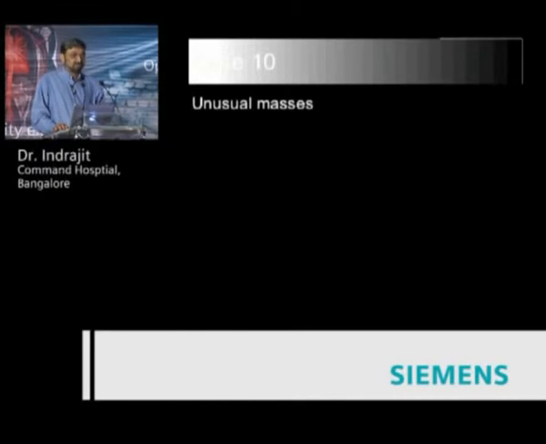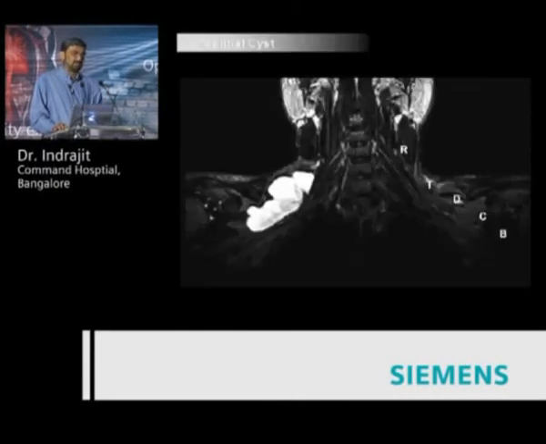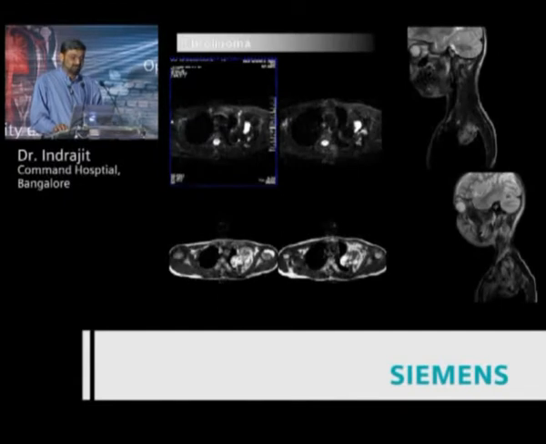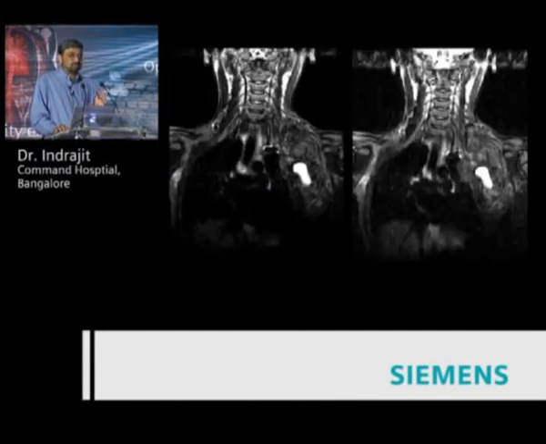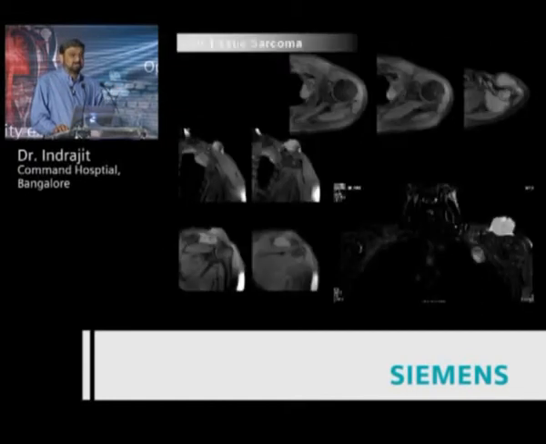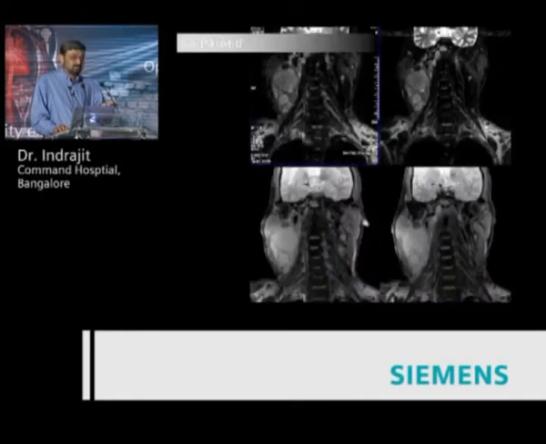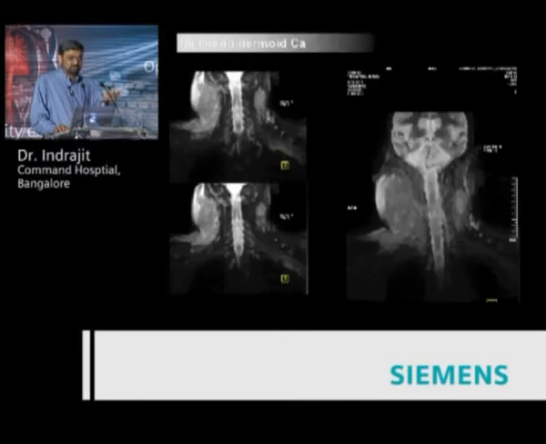presentation. Unusual masses come up in practice: congenital cysts, fibrolipoma, presence of fat in a young child, which is pressing as well as embedding itself inside the brachial plexus, soft tissue sarcoma pressing from the undersurface of the brachial plexus, carcinoma parotid, mucoepidermoid carcinoma. There are so many of these lesions which come up.